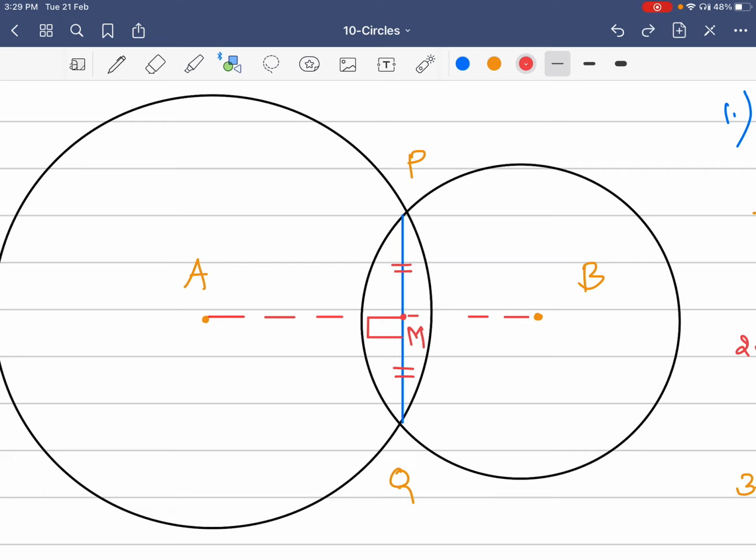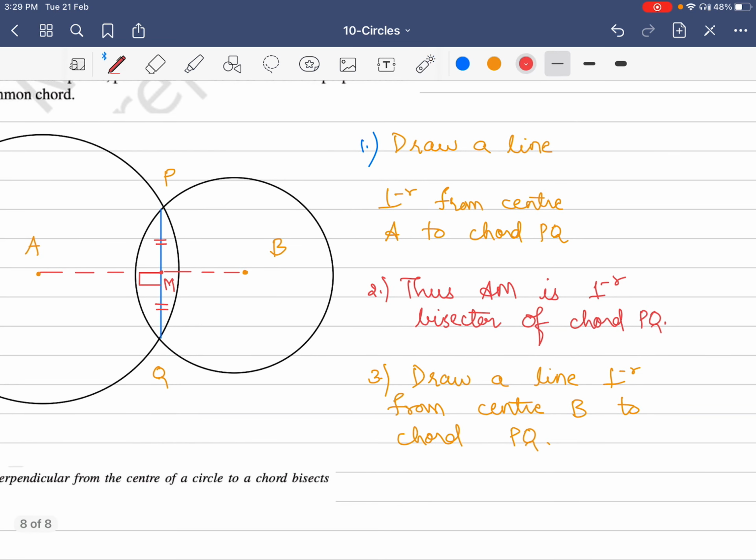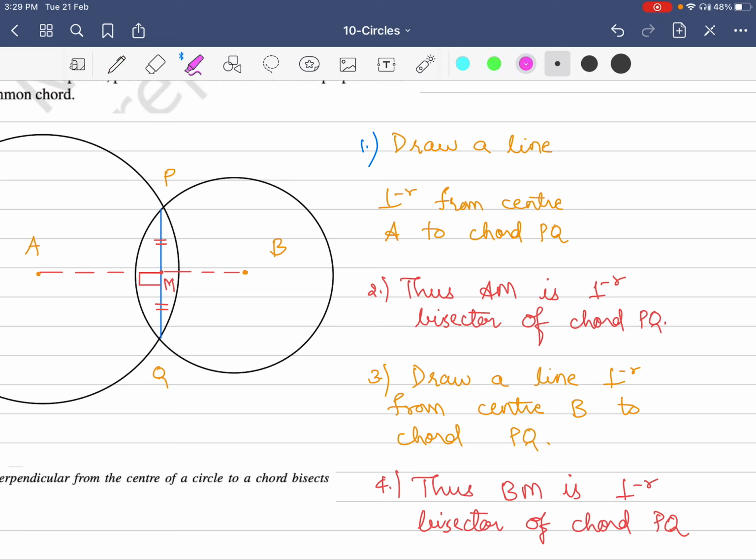And thus this BM will again be a perpendicular bisector of PQ. So let's come here and make that statement. So thus BM is also a perpendicular bisector of the chord PQ. So these two statements are very important. I'm just going to highlight them, this as well as this.